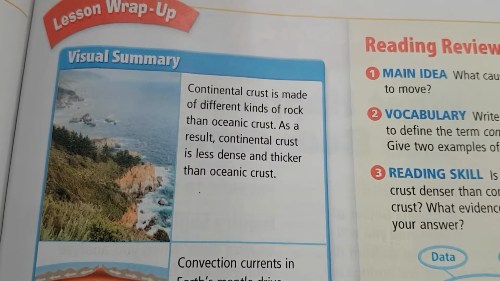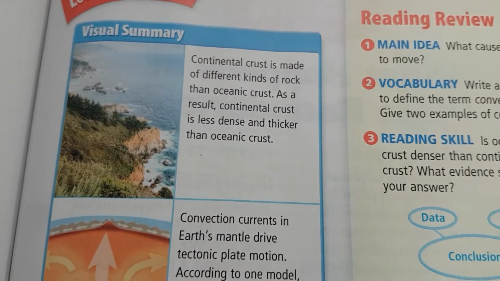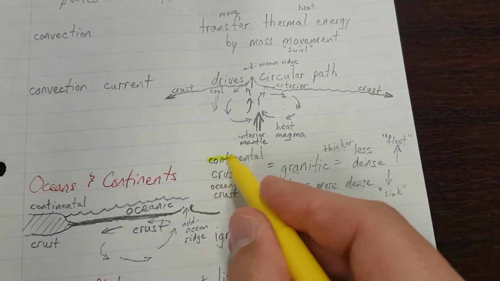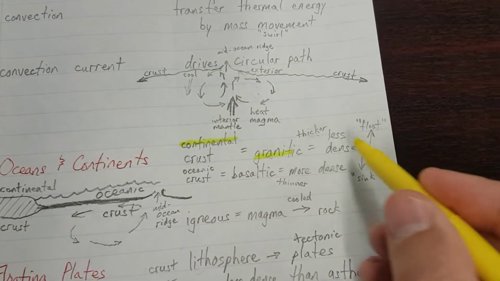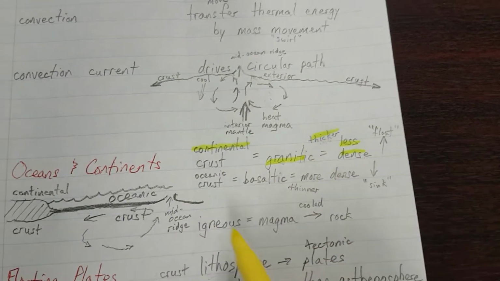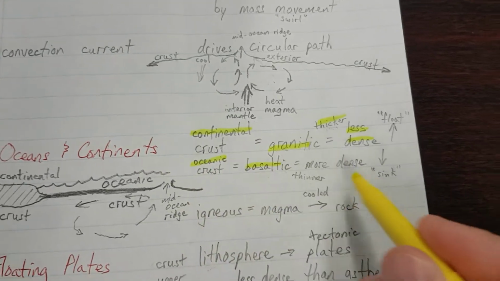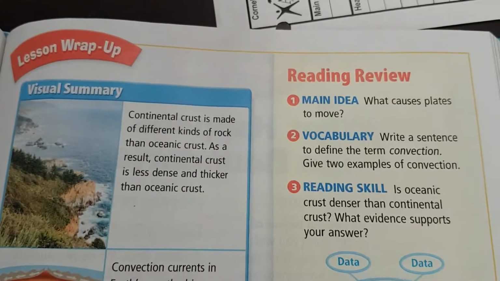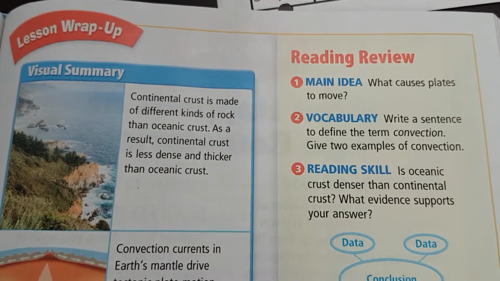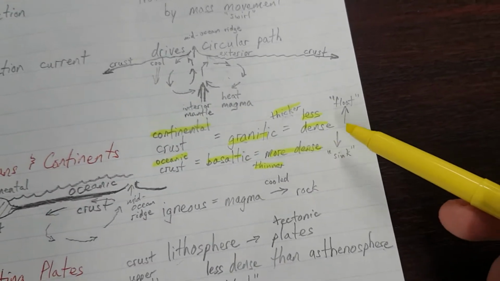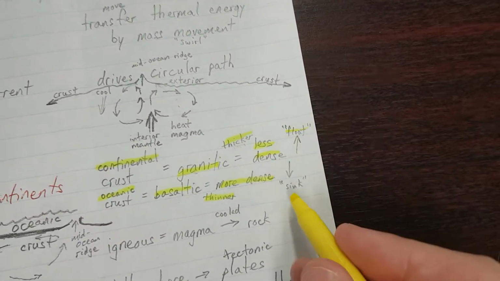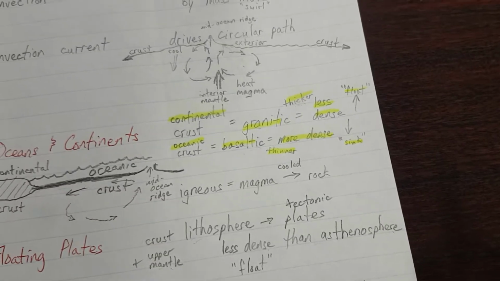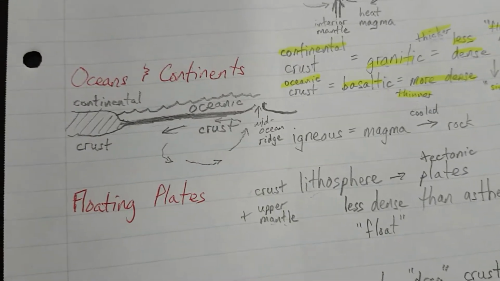Continental crust is made of different kinds of rock than oceanic crust. Continental crust is granitic, less dense and thicker. Oceanic is basaltic, more dense and thinner. As a result, continental crust is less dense and thicker than oceanic crust. That kind of makes it float on top, and this would kind of sink or stay towards the bottom of the crust.